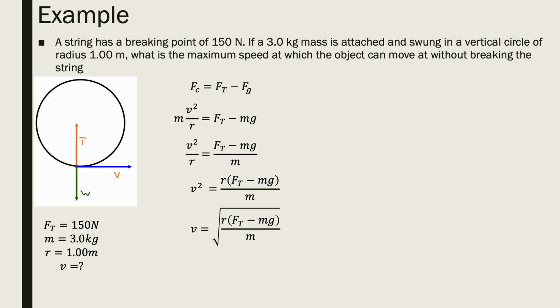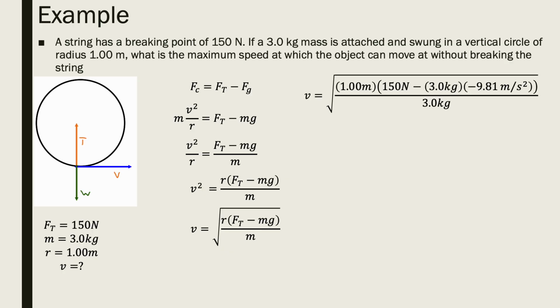And lastly, we'll take the square root of both sides, substitute our values in, and we find that we get a speed of 6.3 meters per second. So any quicker than that, and the string would break.